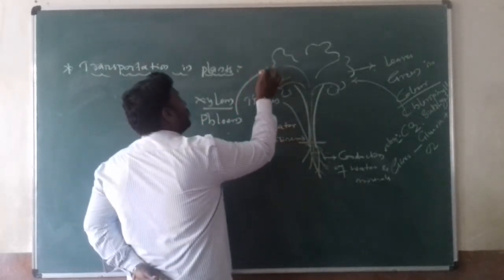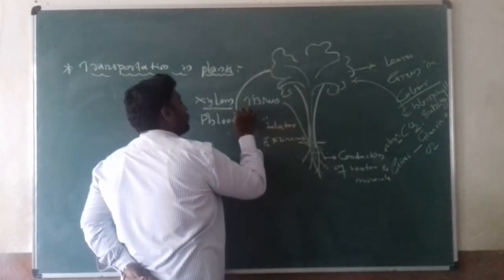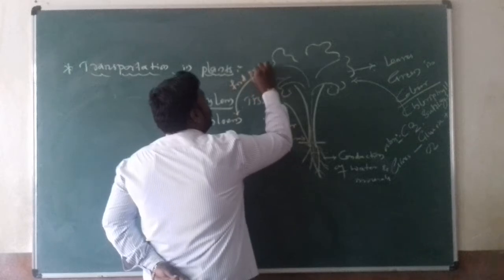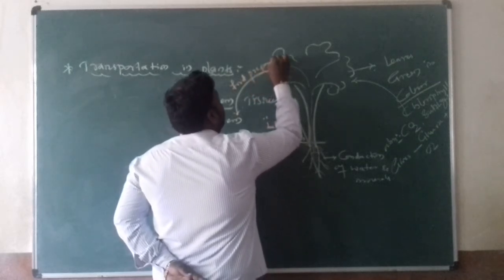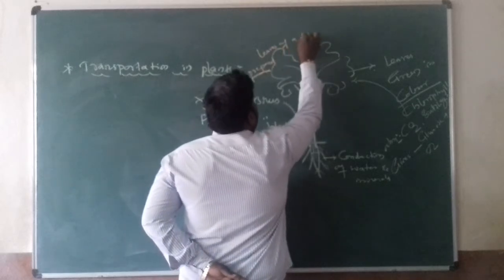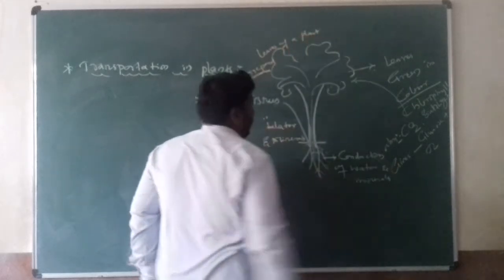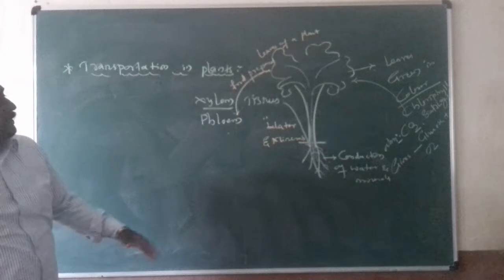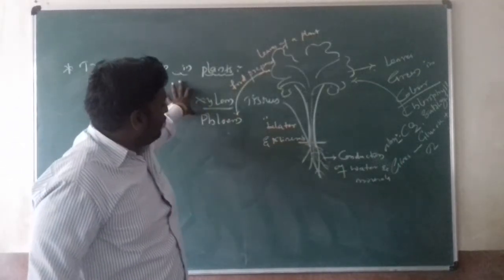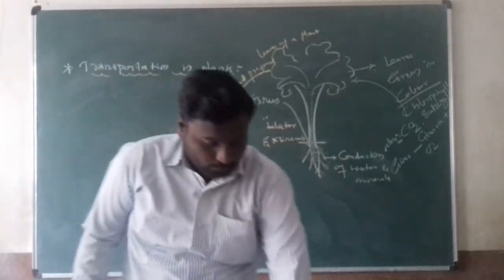Phloem transports food. Where is food prepared? Food is prepared in the leaves of a plant. Leaves of the plant body. Clear? It means the main two conducting tissues are nothing but xylem tissue as well as phloem tissue.